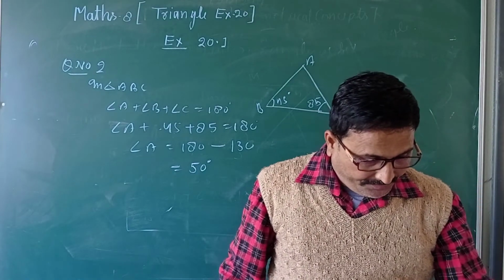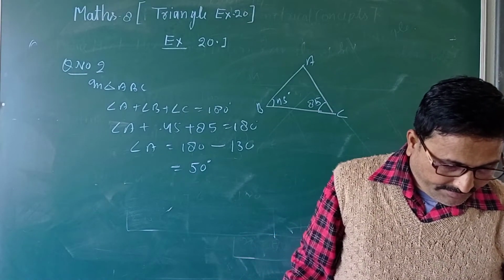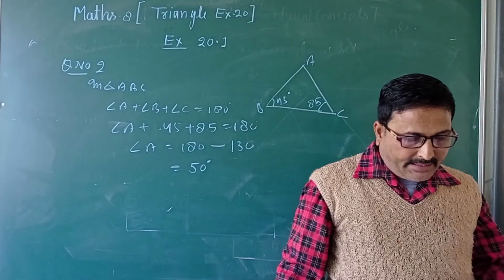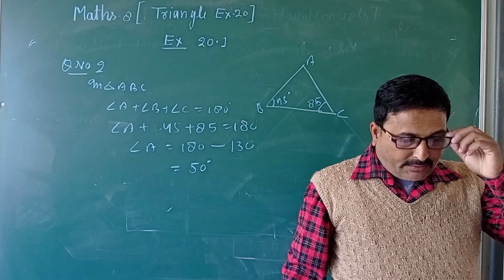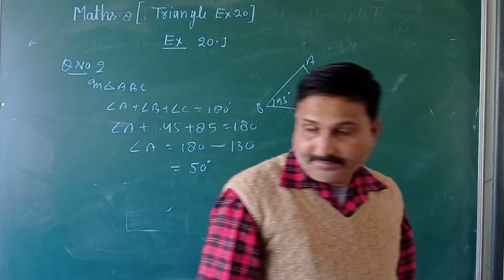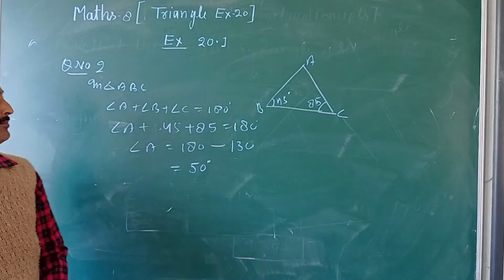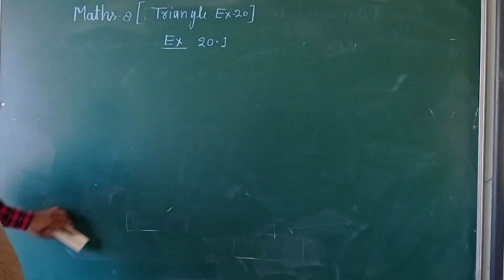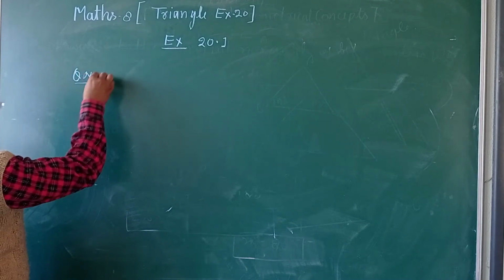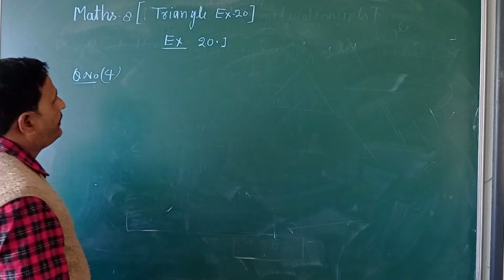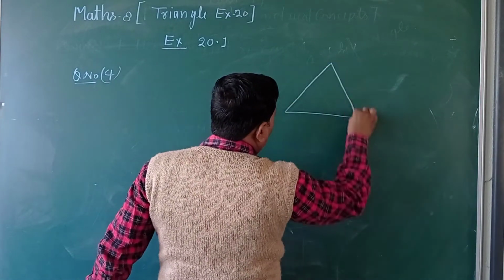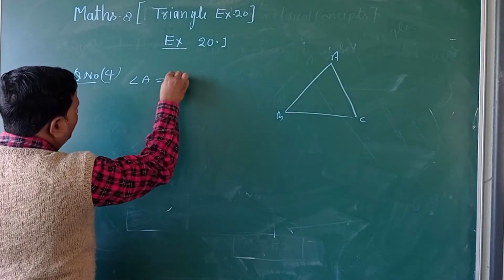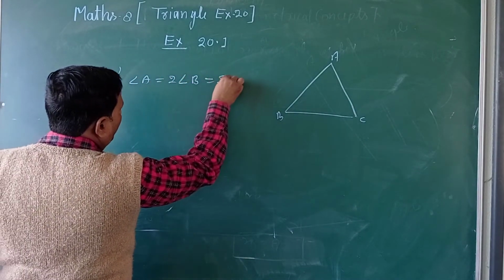See question number 4. In triangle ABC, angle A is equal to 2B is equal to 6C. Question number 4 is given. In a triangle ABC, this relation is given: angle A is equal to 2B is equal to 6 angle C.